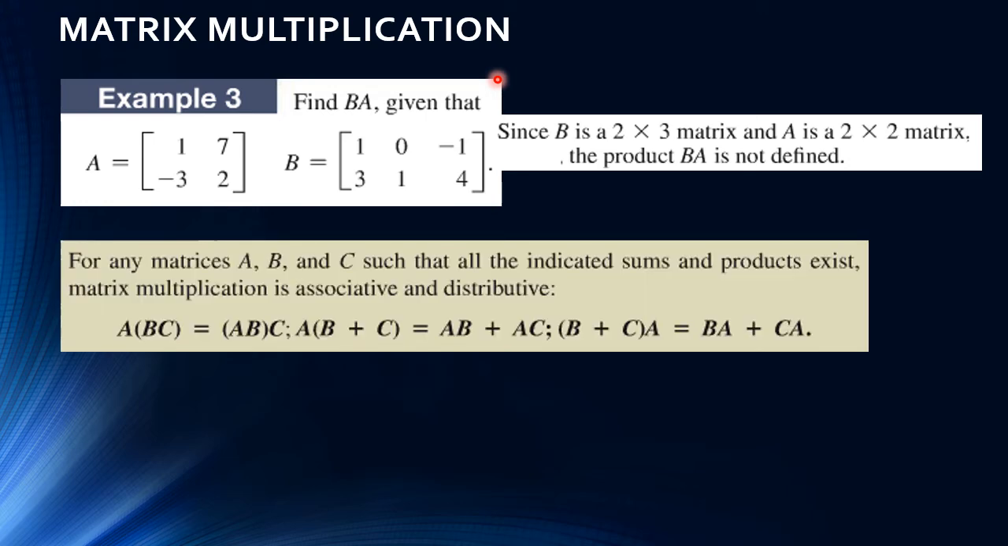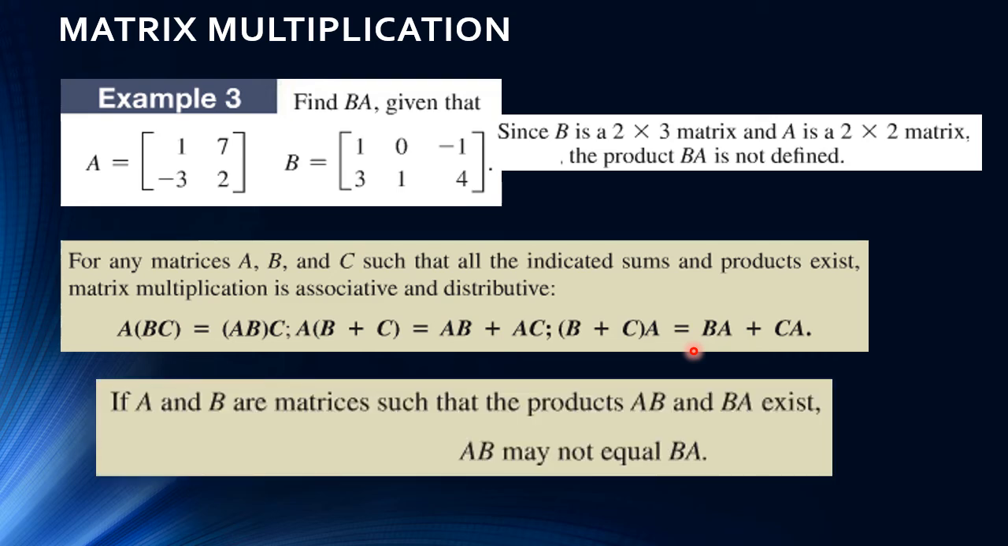For any matrices A, B, and C such that all the indicated sums and products exist, matrix multiplication is associative and distributive. Okay? So if we can do A times B times C, where B times C is first, then this is the same as if we do AB first and then times C, or A times B plus A times C, or AB plus AC, or B plus C times A equals BA plus CA. It's just saying that the associative and distributive properties work if all the products do exist. Okay?